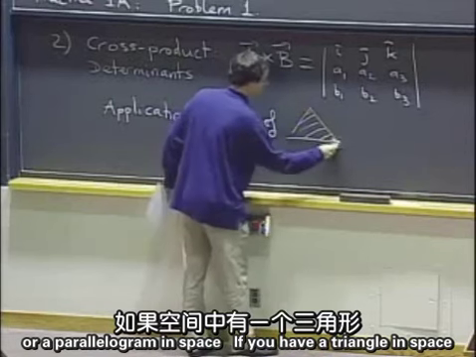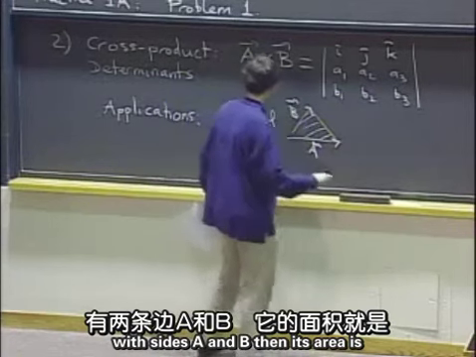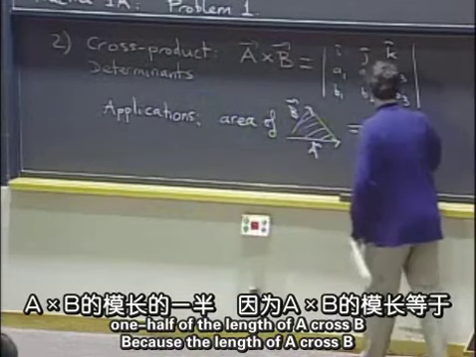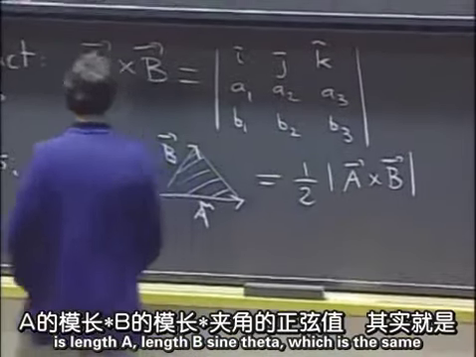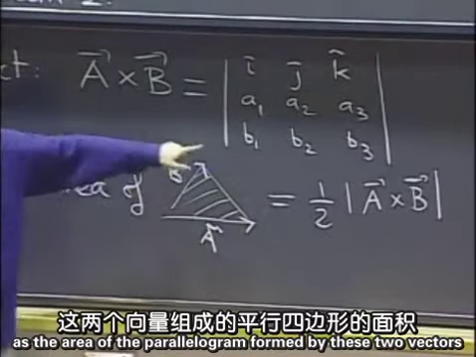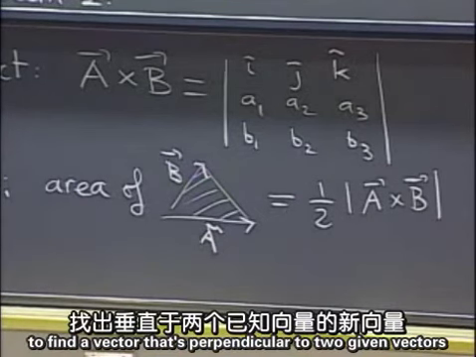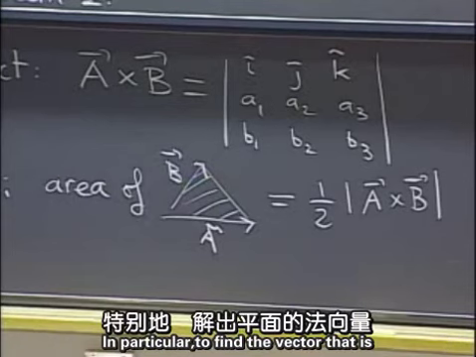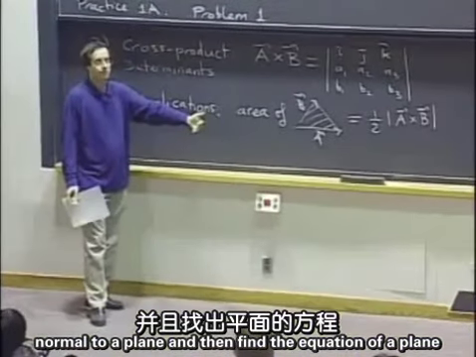So if you have a triangle in space with sides A and B, then its area is 1/2 of the length of A cross B, because the length of A cross B is length A, length B sine theta, which is the same as the area of the parallelogram formed by these two vectors. And the other application of cross product is to find a vector that's perpendicular to two given vectors. In particular, to find the vector that's normal to a plane and then find the equation of a plane.